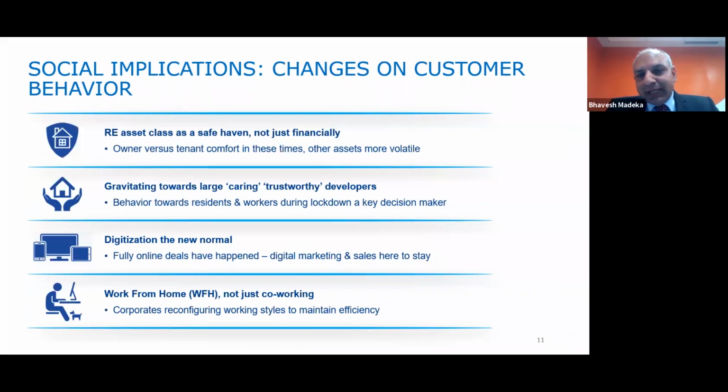The social implications and the changes in the behavior. As I've said, owner versus tenant comfort in these times, that is actually happening. The next thing in the residential sector, which is changing, is that people are gravitating towards large corporate developers who will be compliant, follow the RERA regulations, and will deliver it on time is the crucial aspect.